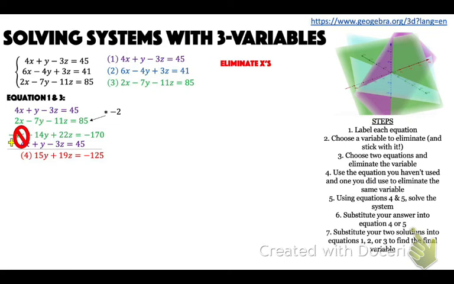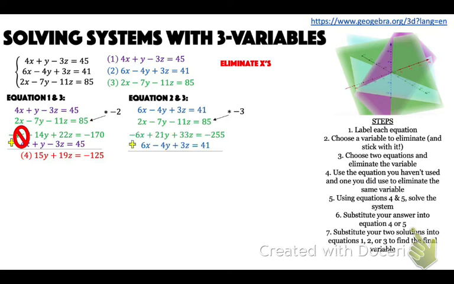Now, I haven't used equation 2, so I have to use equation 2. And I'm going to use equation 2 and 3. And I'm going to multiply equation 3 by -3 to get that to be a -6. And that's going to be -6x plus 21y plus 33z equals -255. So those 6x's cancel, and I'm left with 17y plus 36z equals -214.